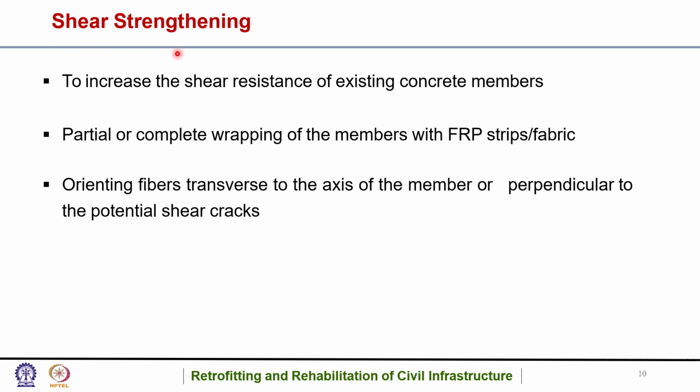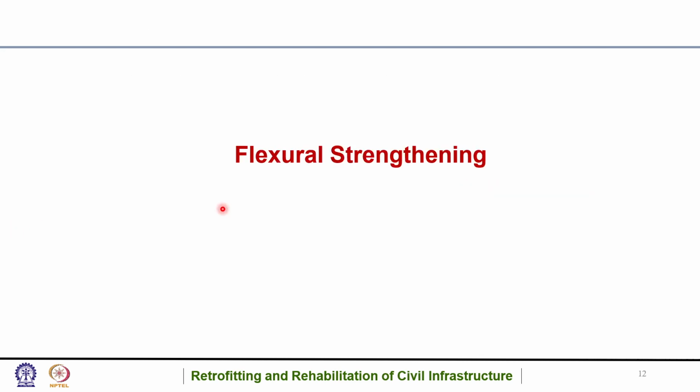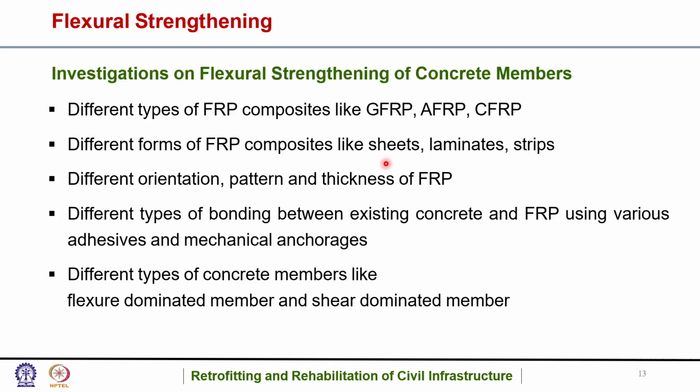For the case of shear strengthening, it can be used to increase the shear resistance of existing concrete members, for partial or complete wrapping of the members with FRP strips or fabric, orienting fibers transverse to the axis of the member or perpendicular to the potential shear cracks. For axial strengthening, it is basically done to increase the axial resistance of existing concrete columns, to increase the ductility of existing columns, for complete, partial, intermediate wrapping of column members with FRP of single or multiple layers. So let us start with flexural strengthening.